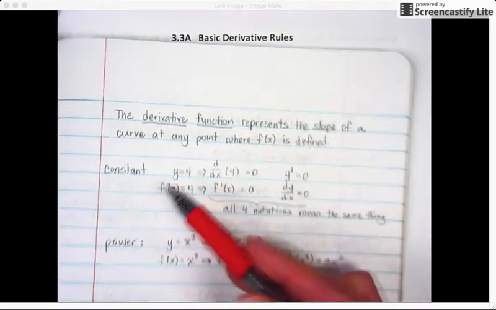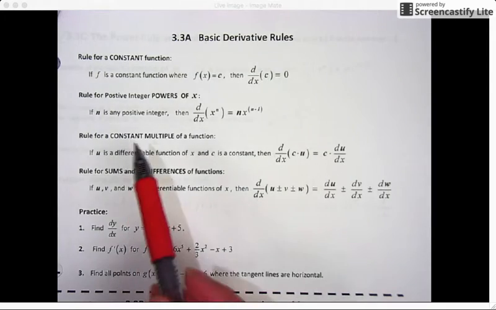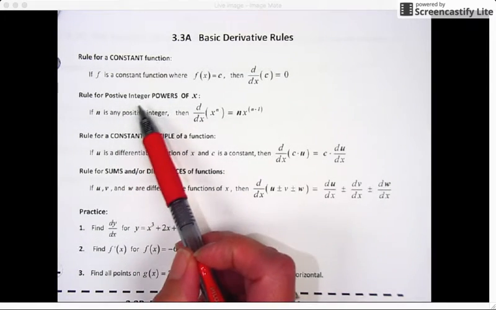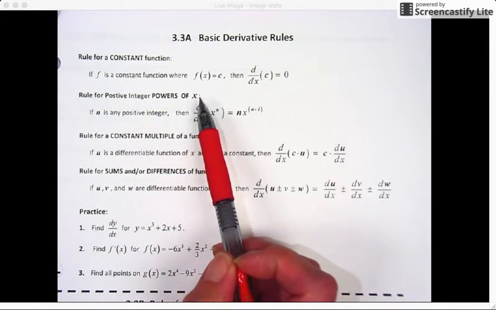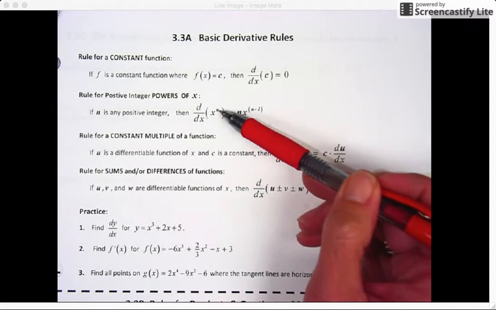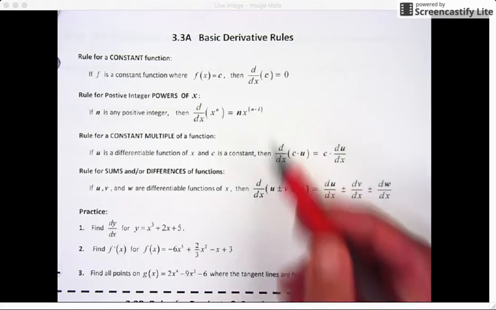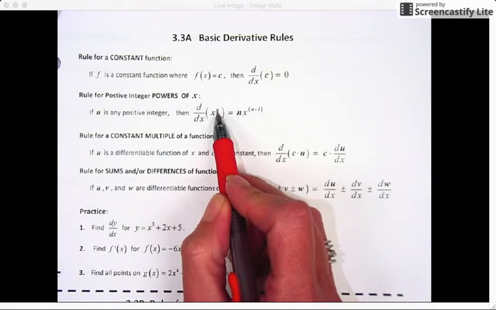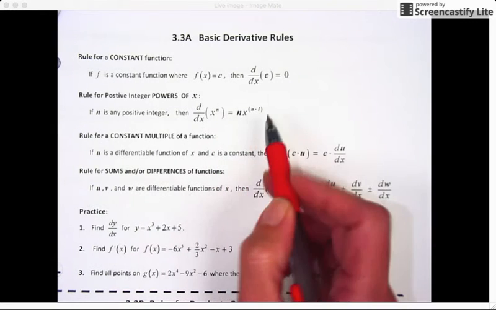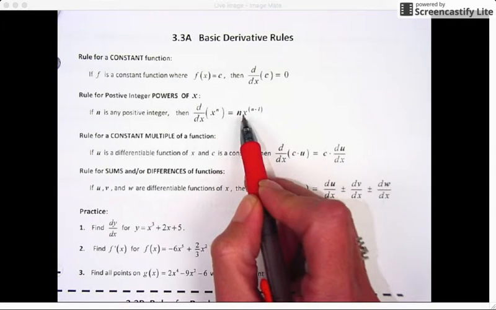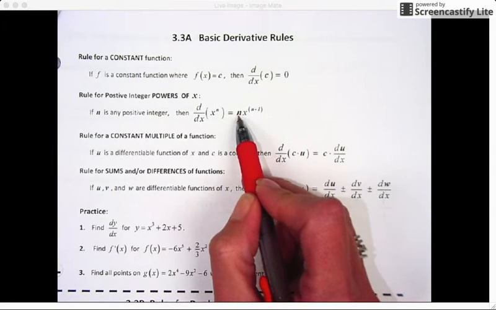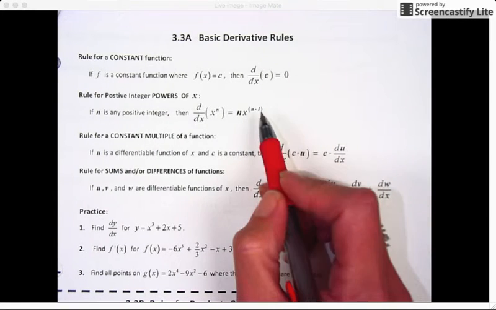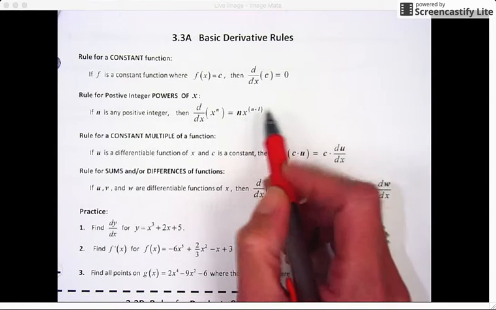So that's for constants. This one is for positive integer powers of x. That means if you have an exponent here that's positive on x. Now this little rule is saying if you're going to take the derivative of x to some power where your power is positive, you're going to put the power in the front and basically multiply it, so it now becomes a coefficient on x. And then your new exponent is 1 less.